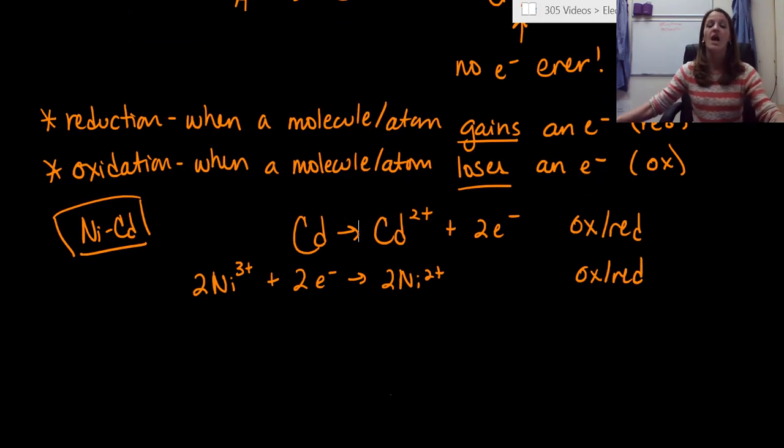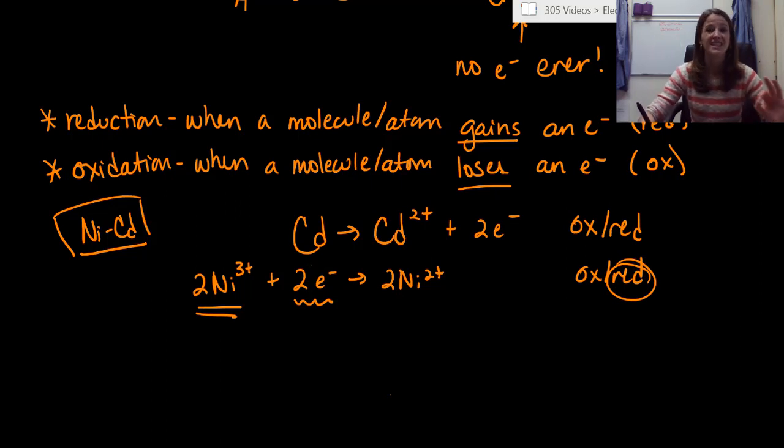So for me personally, I always start with my reduction reactions. I think it's the easiest one to identify, because for a reduction reaction, what you're looking for is an atom or a molecule, atom in this case, that is gaining an electron. So it has an electron on the reactant side. So this one clearly, nickel 3 plus, gains 2 electrons and becomes nickel 2 plus. So what you can see, A, is that the electrons are on the reactant side, and B, you go from a positive number to a less positive number, so 3 plus to 2 plus. So this bottom reaction is definitely a reduction half reaction.